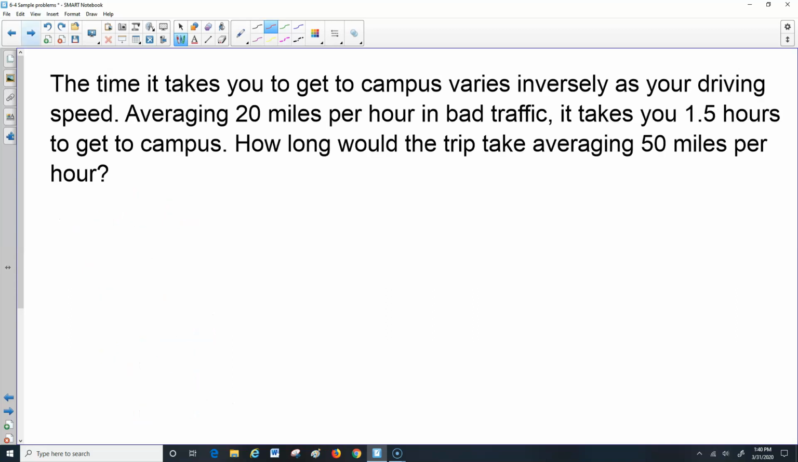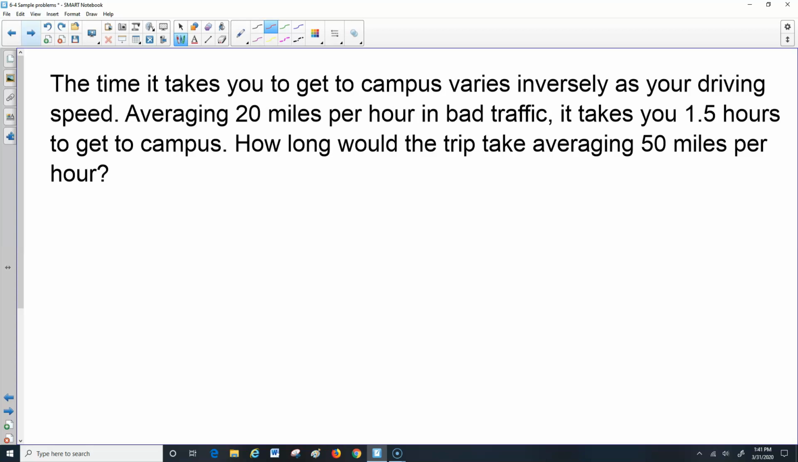The next problem is an inverse variation problem, which we will once again solve with 2 methods. The time it takes you to get to campus varies inversely as your driving speed. Averaging 20 miles per hour in bad traffic, it takes you 1.5 hours to get to campus. How long would the trip take averaging 50 miles per hour?